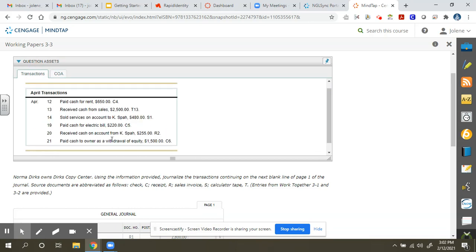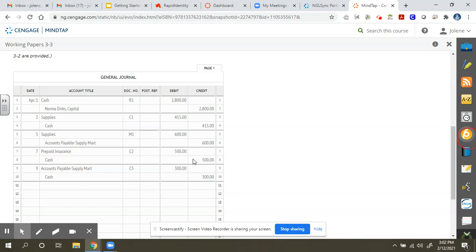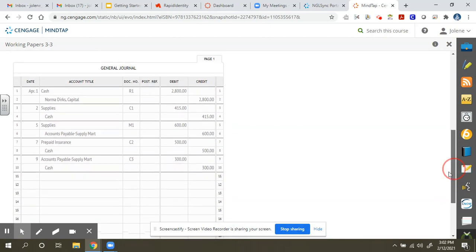Transactions are in your book, but they're also listed right here. We have 6 transactions we're going to go through. You scroll down so that you can get to the General Journal, and you'll see the 5 transactions that we did yesterday are in the light gray. So now we just have to keep going on the same document because it's still in April.